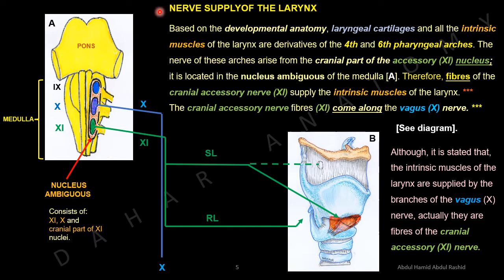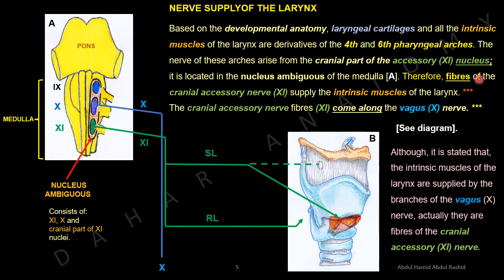Now we'll continue nerve supply of the larynx. Based on developmental anatomy, laryngeal cartilages and all the intrinsic muscles of the larynx are derivatives of the 4th and 6th pharyngeal arches. The nerve of these arches arises from the cranial part of the accessory 11th nucleus. It is located in the nucleus ambiguus of the medulla, A, as I have already mentioned.